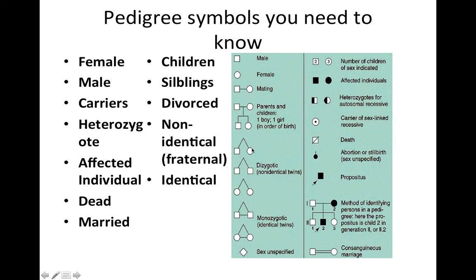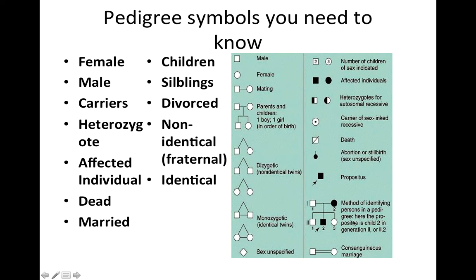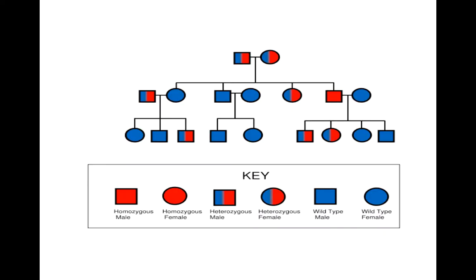Twins are connected by a triangle, like an angular line from the same birth. That's non-identical. If they're identical twins, there's also a line between them. It talks about heterozygous, homozygous, and ones that have died have a line through them.